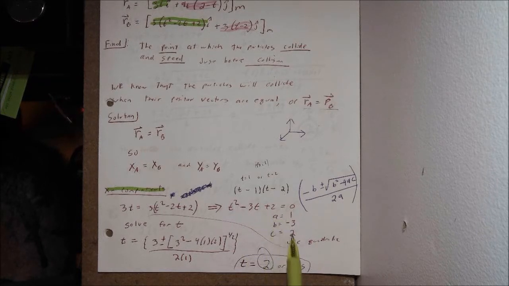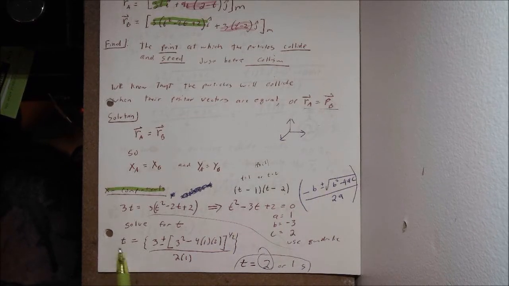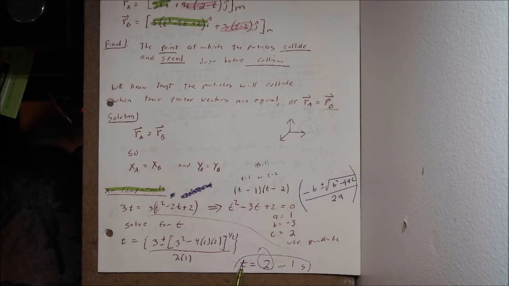And my c value right here is 2. I can plug those into my quadratic equation. I end up with t is equal to 3 plus or minus the square root of 3 squared minus 4 times 1 times 2, all over 2 times 1. And I end up with a value here of 2 seconds or 1 second. So I'm going to go with this here. You can test both of them and plug them back in. So those are my values for t.